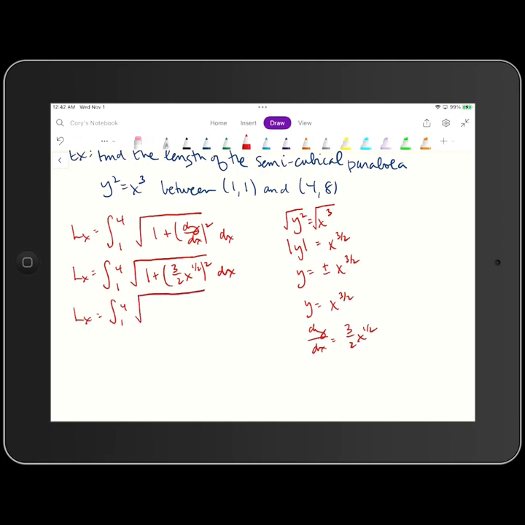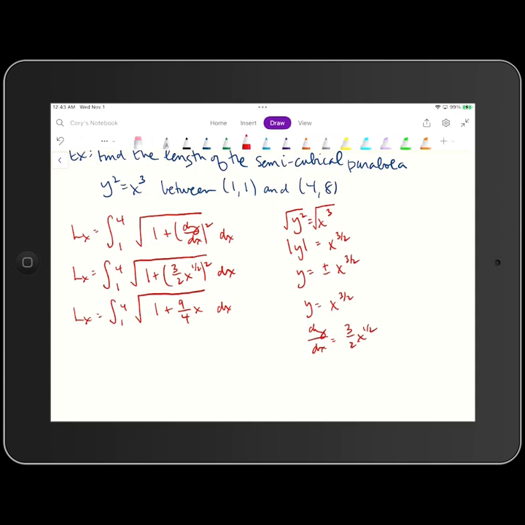So this is going to become the integral from 1 to 4 of the square root of 1 plus, I'm going to square each factor in the parentheses. So 3 squared is 9. 2 squared in our denominator is 4. And x to the 1/2 power quantity squared is going to be x. So we get the square root of 1 plus 9/4 x, which we are integrating with respect to x.